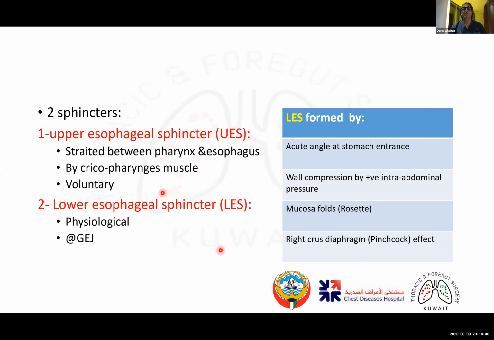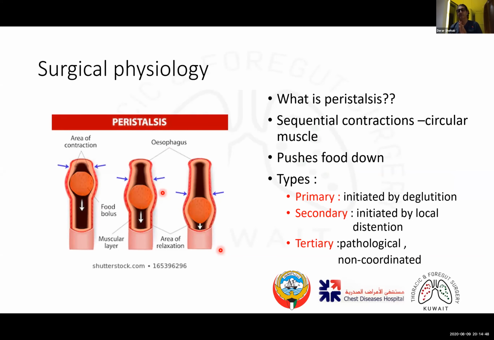We have three types of peristalsis in the esophagus: primary, secondary, and tertiary. Primary and secondary are physiological peristalsis, but tertiary is actually pathological and non-coordinated peristalsis. Usually we find it in achalasia, for example.